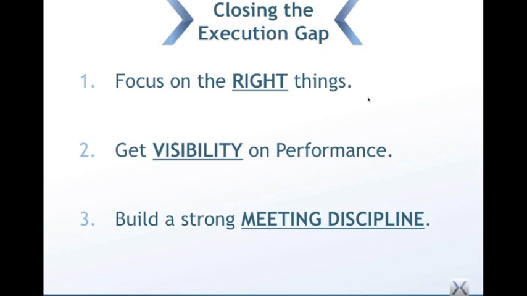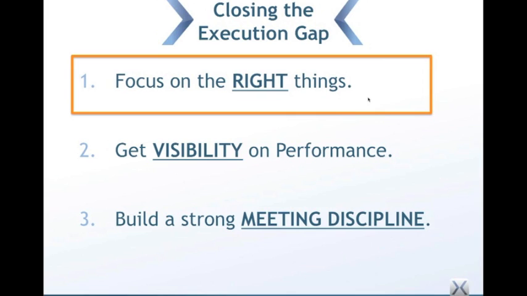Now, in any organization we work with, whether it's a large one of 5,000 people or a small team of 5 or 6, we pretty much stay focused on exactly the same things. What we're trying to do is to get people to focus on the right things, to get visibility on performance, and then to try and build a strong meeting discipline.